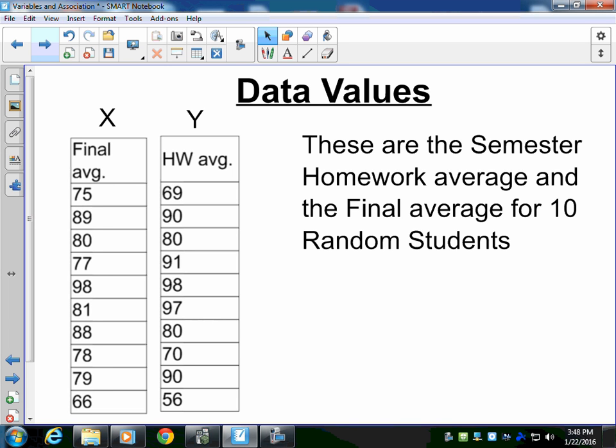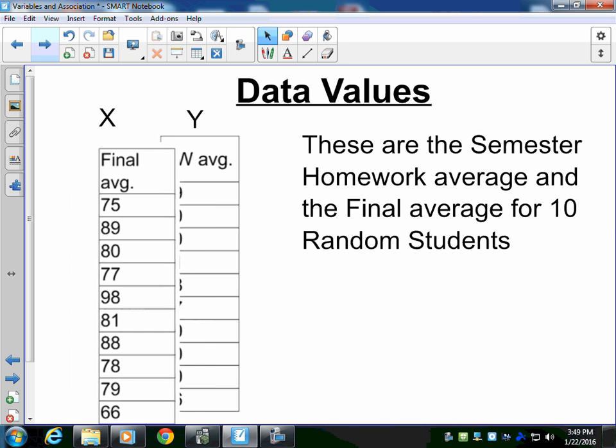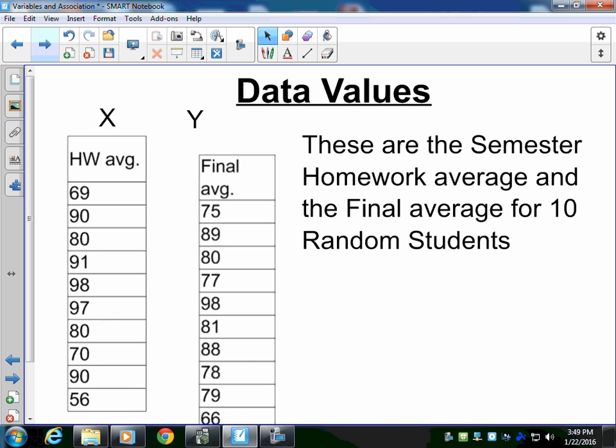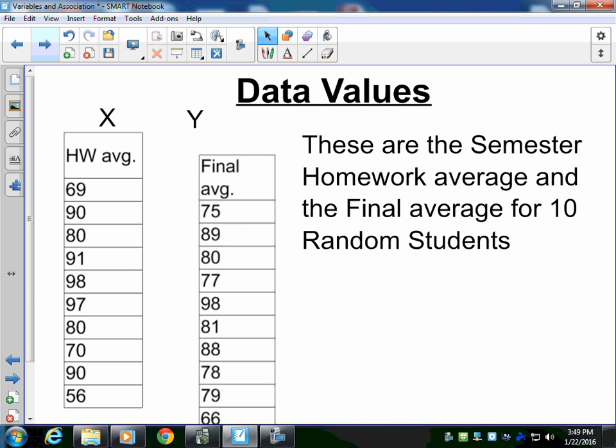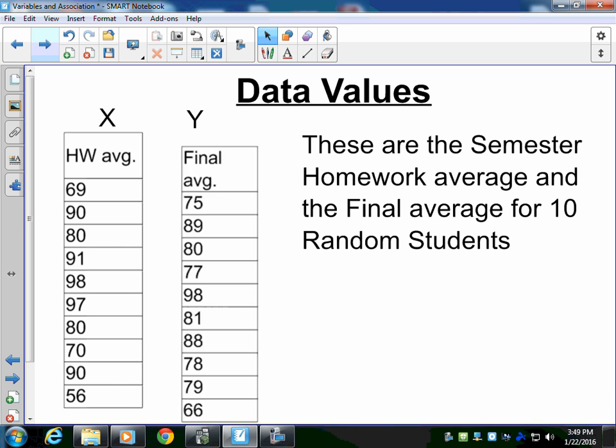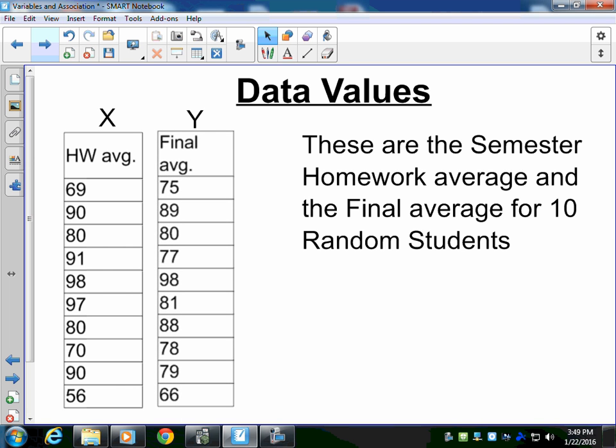Now when we look at these two variables, we want to say a sentence in our head. Should the final average respond to the homework average, or should the homework average respond to the final average? One of those two sentences should have made just a little bit more sense overall. I put these in the wrong order on purpose. A student's homework average is their explanatory variable. It's something that we can manipulate, and we want to see the response on their overall final average.